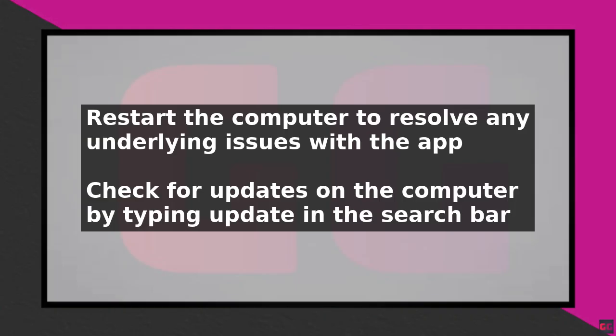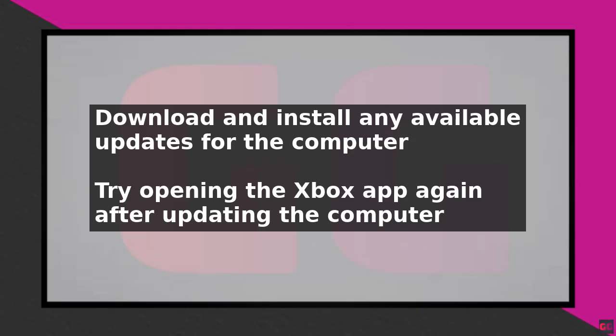You can also check for updates on your computer by typing Update in the Windows search bar, then clicking on Check for Updates. In the Update window, click on Check for Updates again, and after a few seconds, you'll see a list of available updates. Click on any available updates to download and install them. Once your computer is updated, try opening the Xbox app again to see if it's working.